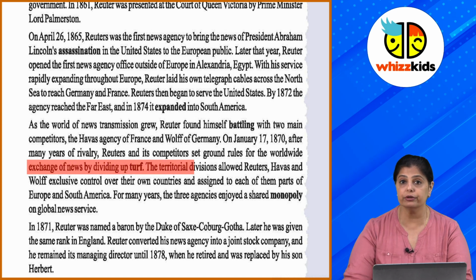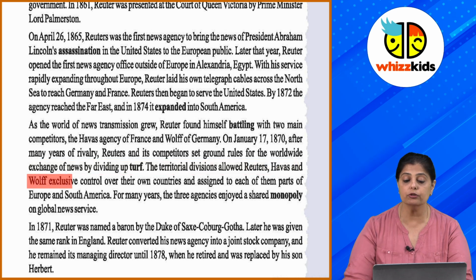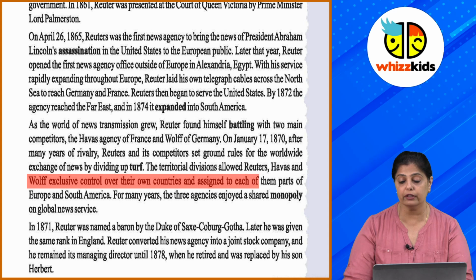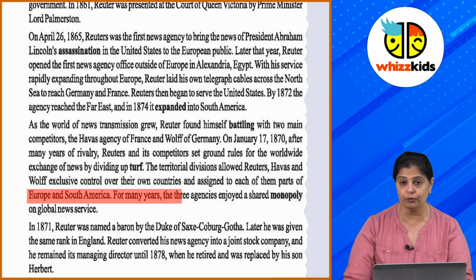Okay? The territorial division allowed Reuters, Havas and Wolf exclusive control over their own countries and assigned to each of them parts of Europe and South America. For many years, the three agencies enjoyed a shared monopoly on global news service.